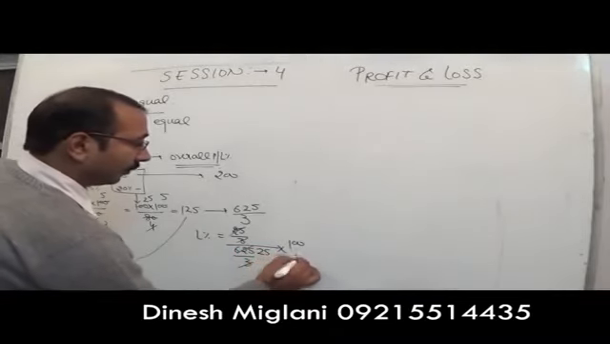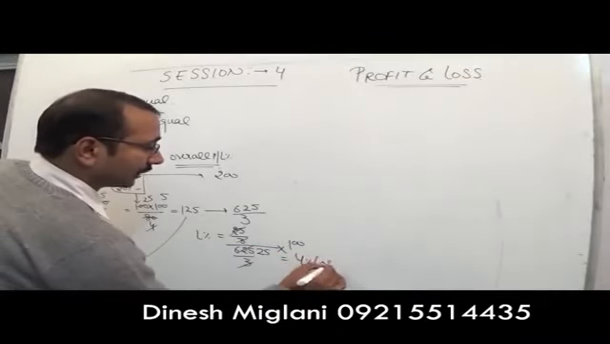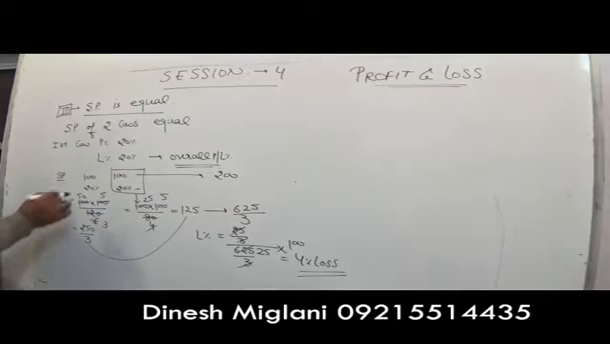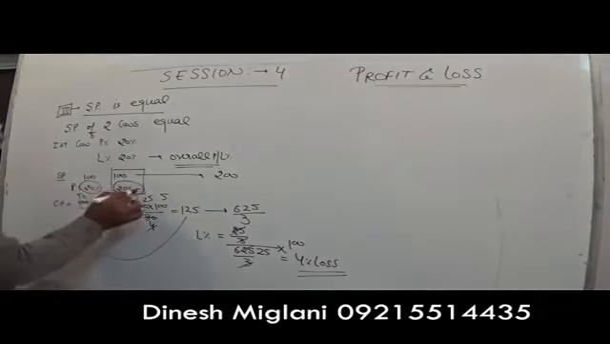25. It is a 4% loss. That's your answer. So it's a traditional method by which we have just assumed the two quantities to be 100. The first is sold at a profit of 20%, the second is sold at a loss of 20%.